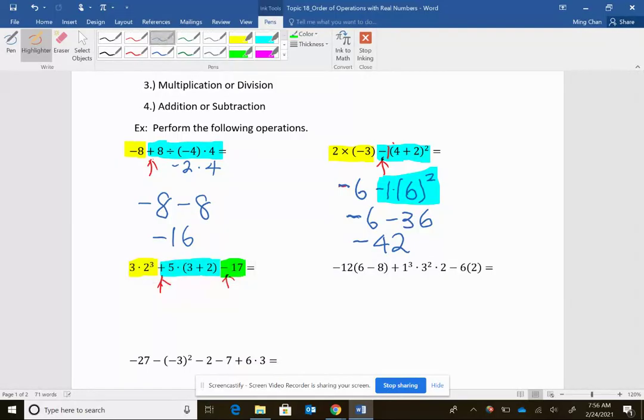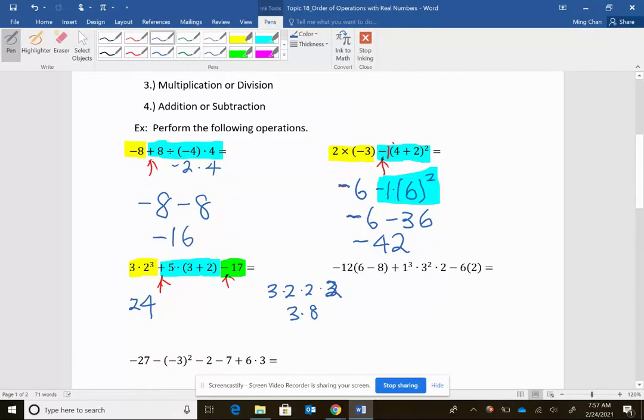Okay, so let's do the first term. In the first term, we got 2 to the third. Exponent goes before multiplication, right? 2 to the third literally means 2 times 2 times 2. All right, there's a 3 in front of that. So this problem is really 2 times 2 is 4. 4 times 2 is 8. And 8 times the 3 gives me 24. So my first term is 24.